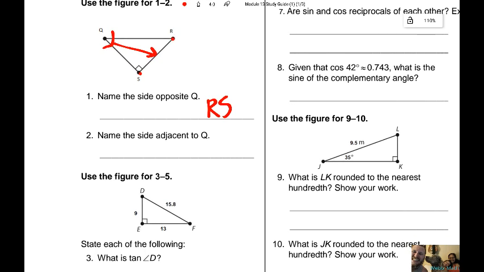So number 2, name the side adjacent to angle Q. So we're still working out of angle Q, and we already found our opposite side. Now the adjacent. Remember, if you're not sure which one the adjacent is, find your hypotenuse first. Your hypotenuse is always across from the 90-degree angle, always. So therefore, your adjacent is usually your next door neighbor, which is called QS. Okay.